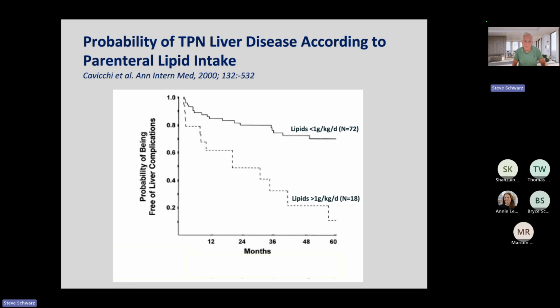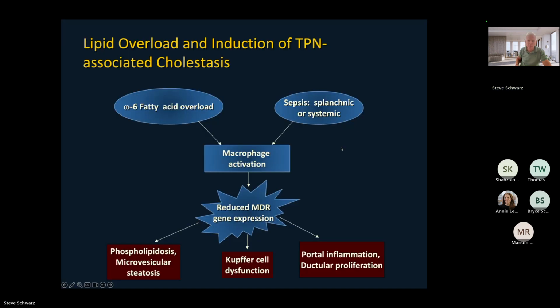The probability of being free of liver complications, you can see the difference over time, and here we have over 60 months, if lipid intake is less than 1 gram per kilogram per day versus greater than 1 gram per kilogram per day. It's highly significant. Lipid overload leads to an increase in omega-6 fatty acids. Remember, omega-6 fatty acids is the predominant fatty acid in intralipid.